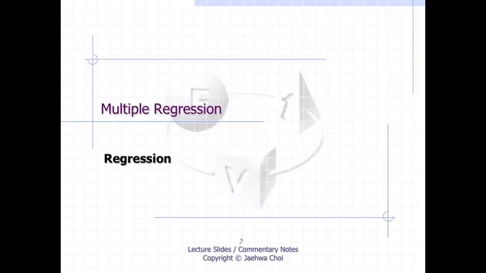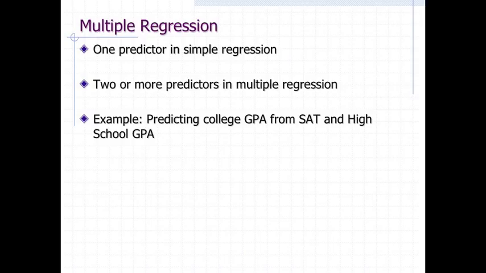Multiple regression. In simple linear regression, the criterion variable is predicted from one predictor variable. In multiple regression, the criterion is predicted by two or more variables.